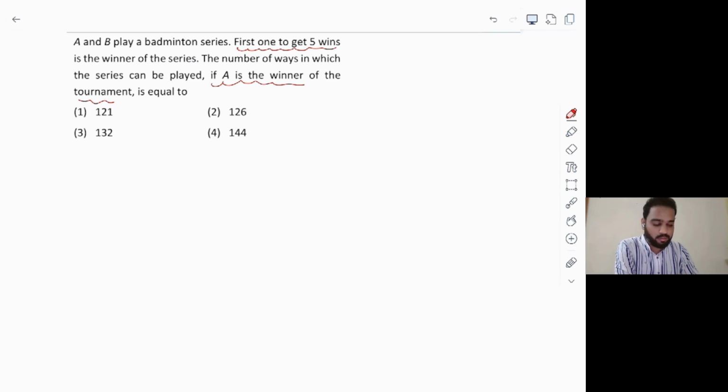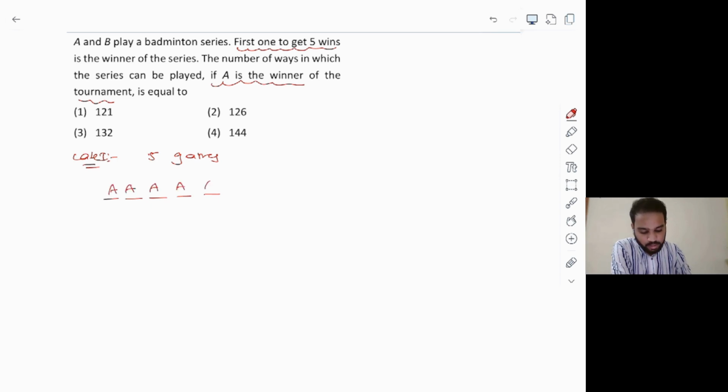The main thing you have to understand from the question is you don't know exactly how many games are being played. That's the problem here. So that is why you must take all the possible cases. Case one is obviously that they play 5 games and directly person A is winning. This is one of the possibilities. So in the first 5 games that they are playing, every game is won by person A.